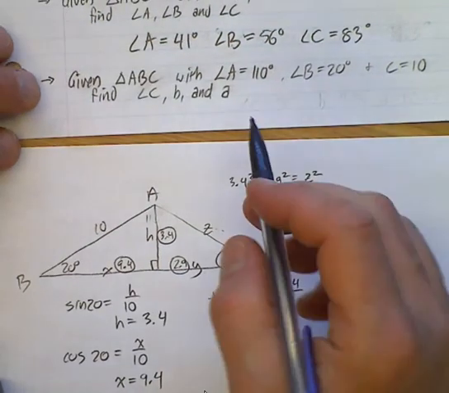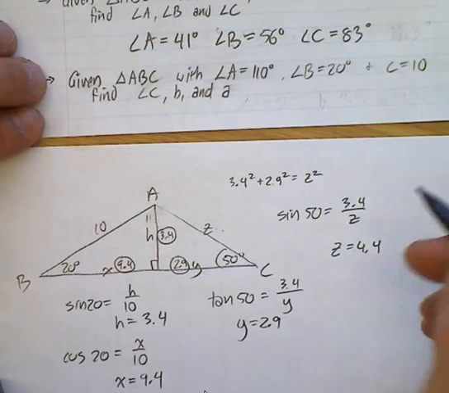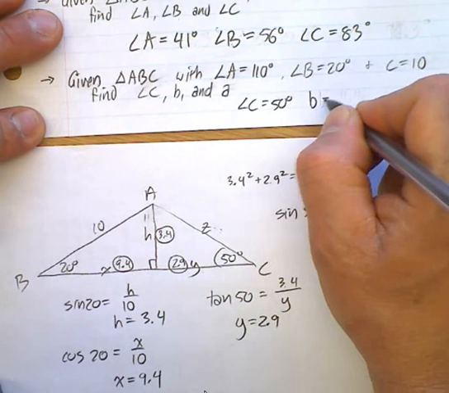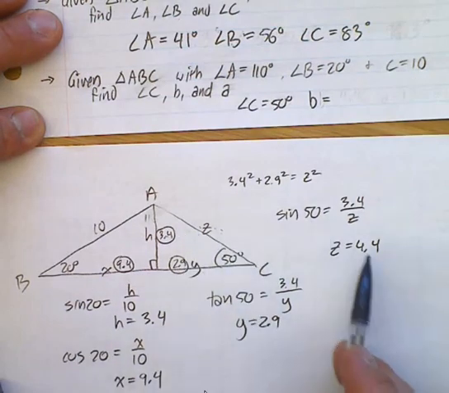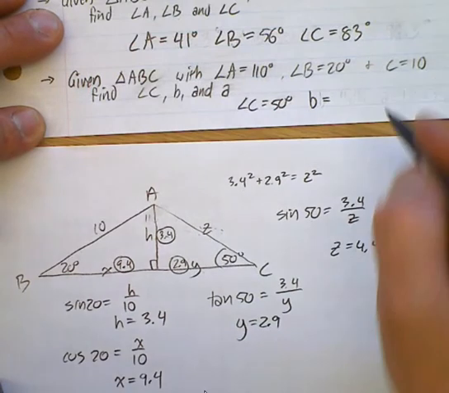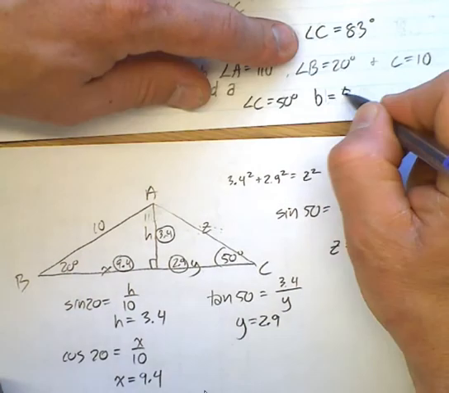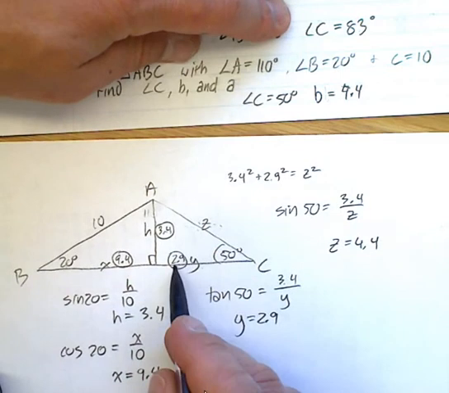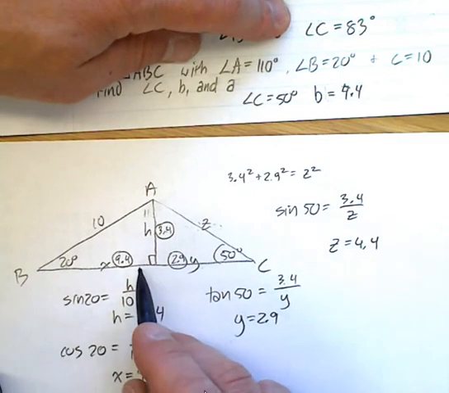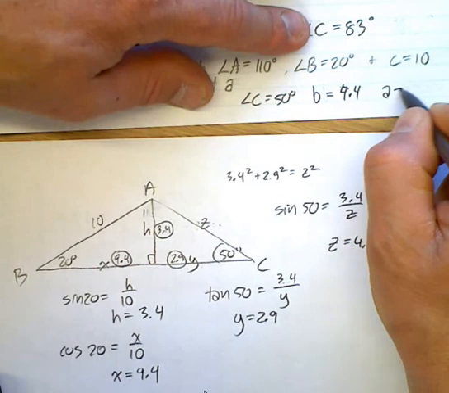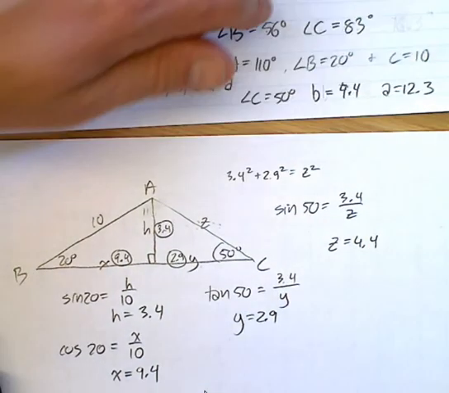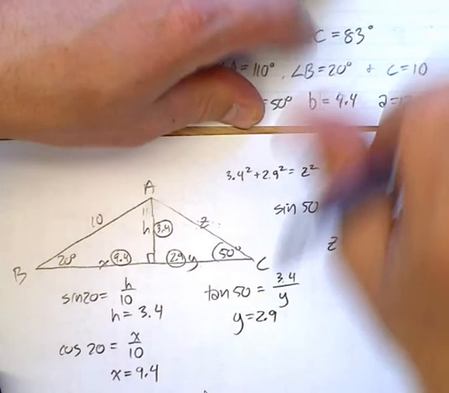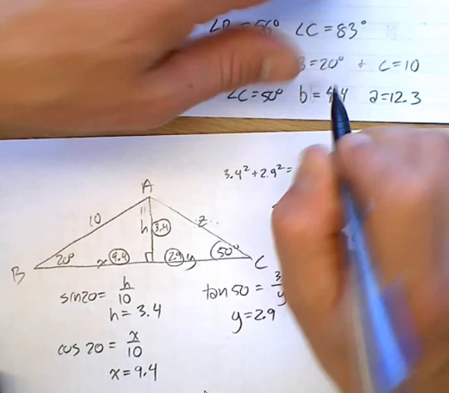Well, I guess we could call them all these. So anyways, angle C is equal to 50 degrees. We had B being this side here, which we called Z. We've got Z as being 4.4, and we've got A as being 9.4 plus 2.9, so 12.3. Okay, 12.3. So another type of triangle that we're going to have to solve. Let's figure this stuff out and we'll continue on later. Bye.